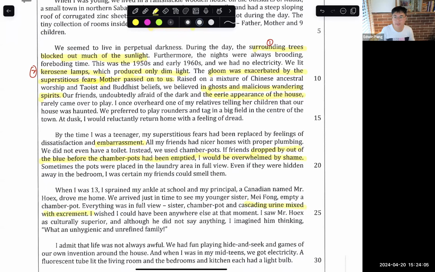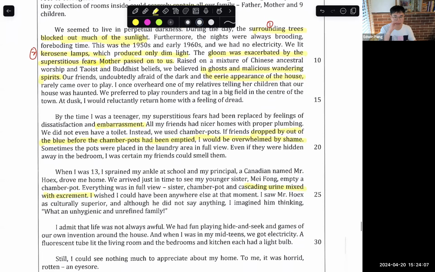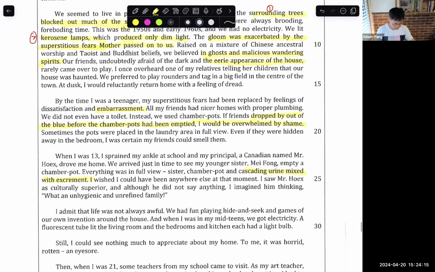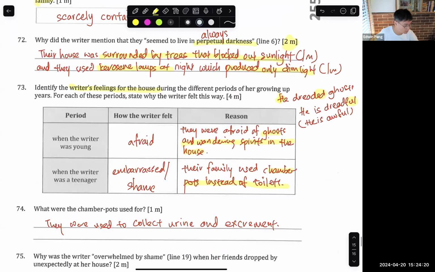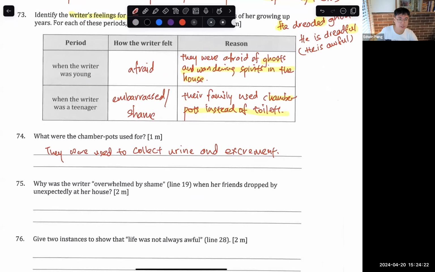Okay. Yeah, so that's where it's come from. If you copy this, "cascading urine mixed with excrement," that's fine. I won't penalize you, but remember, cascading urine has to do with the urine flowing, okay? So there's no need to use the word cascading. Urine and excrement. Why was the writer overwhelmed with shame?